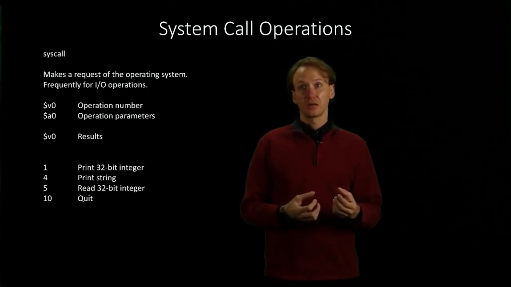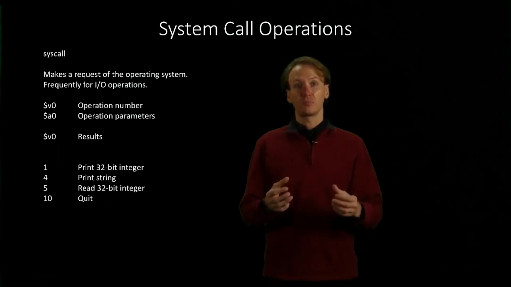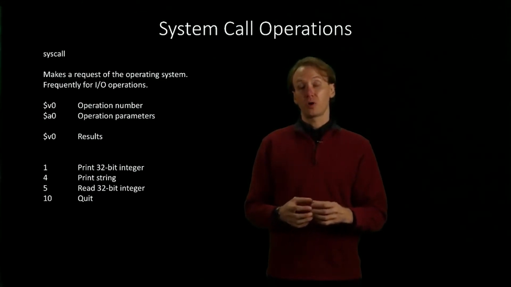Once it has that data, it's going to put it into V0. It will overwrite the 5 that's in V0 with whatever number the user entered, but now I will be able to go take that data out of V0 and use it for whatever I'm interested in.